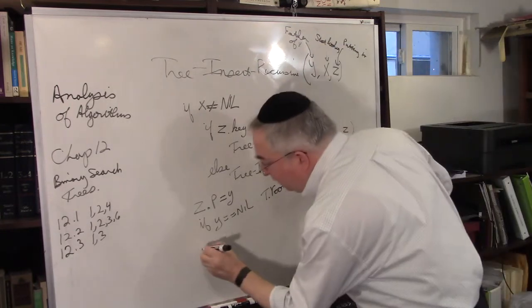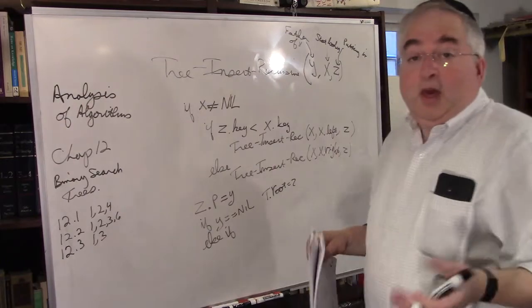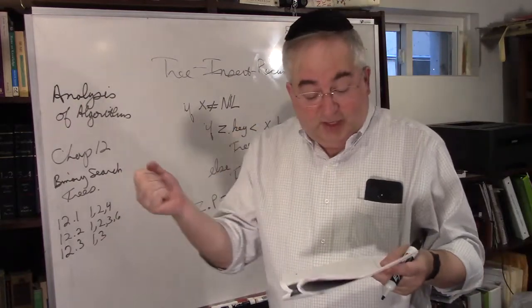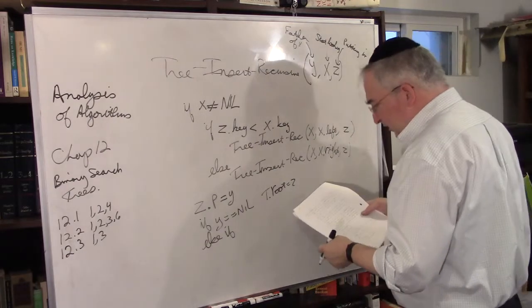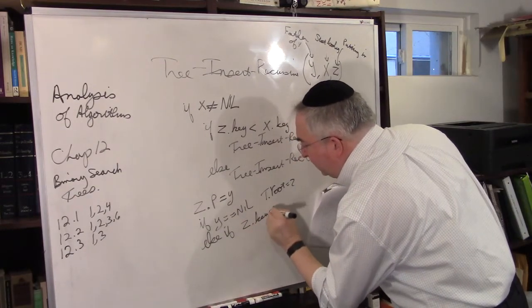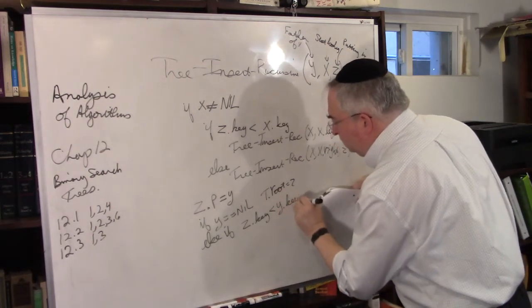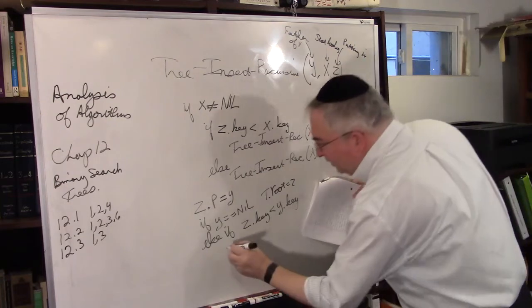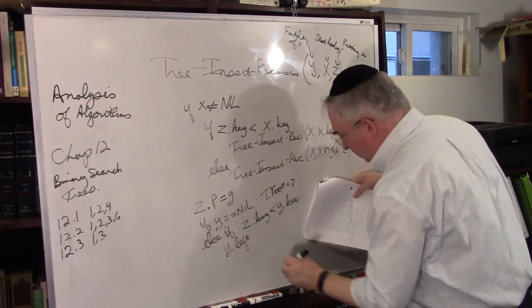Else if, otherwise, if it's not the root, then you have to know, should I put it in the left or should I put it in the right? So it goes as follows. Else if z dot key is less than y dot key, then y dot left is equal to z.